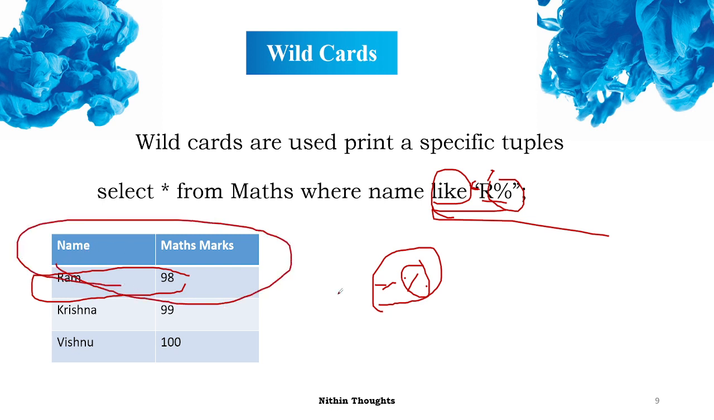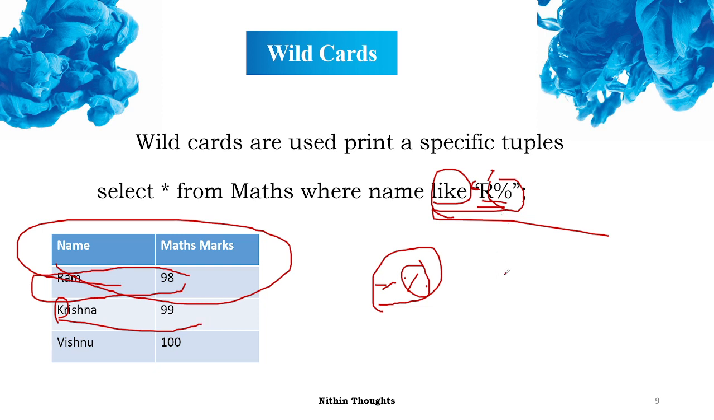And if I take a query SELECT * FROM maths WHERE name LIKE 'K%', the starting letter K is Krishna, so this tuple will be returned from the database. I think you got some idea.